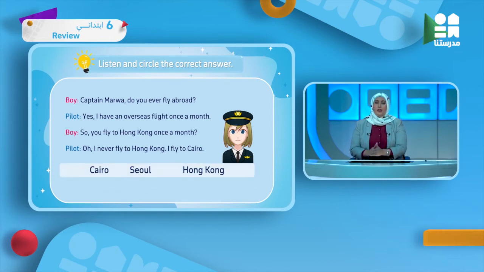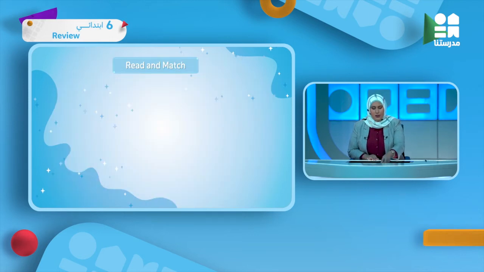Cairo is the capital of what? It's the capital of Egypt, of course. So where does she fly to once a month? Is it Cairo, Seoul, or Hong Kong? It's very clear. The answer here is very clear. What's the answer? The answer is Cairo, of course. Very good. The answer is Cairo. Moving to the next one.